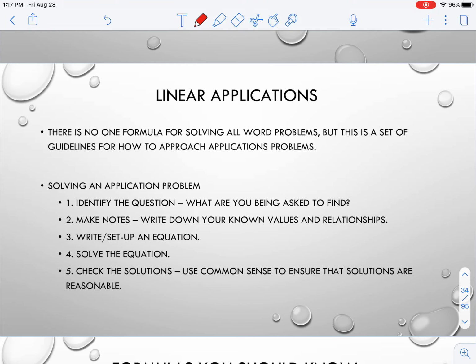When we're dealing with an application problem, we want to identify what the question is, what we're being asked to find. Jot down some notes. Sometimes putting it on paper, being able to see some things written out, helps to trigger something in your brain and make sense of the problem in front of you. Set up equations. Once you figure out what equation may or may not work, write it down and see if it can get you somewhere.